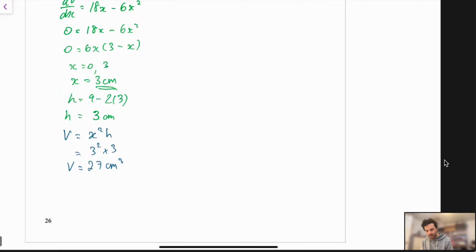So now we can say the box has a maximum volume of 27 centimeters cubed with dimensions of 3 by 3 by 3.